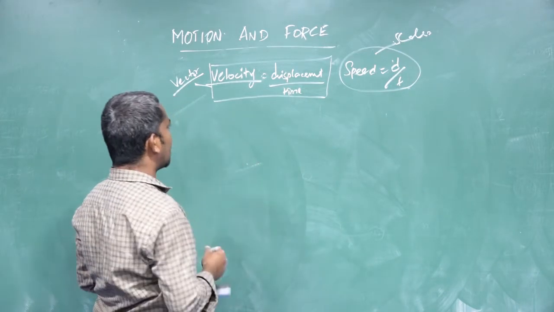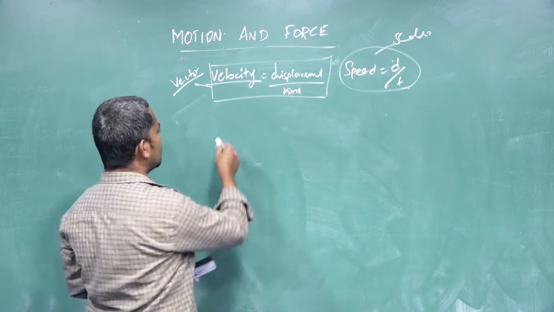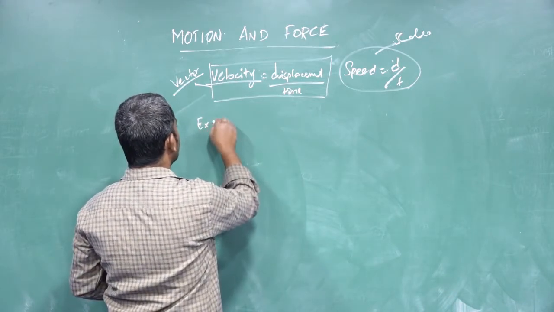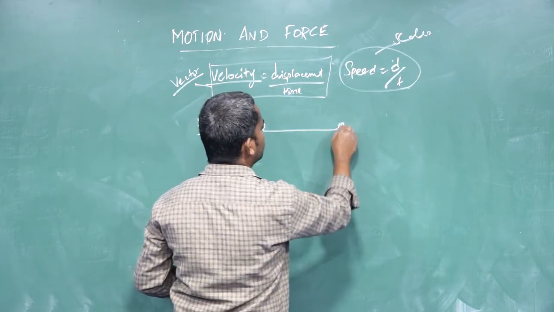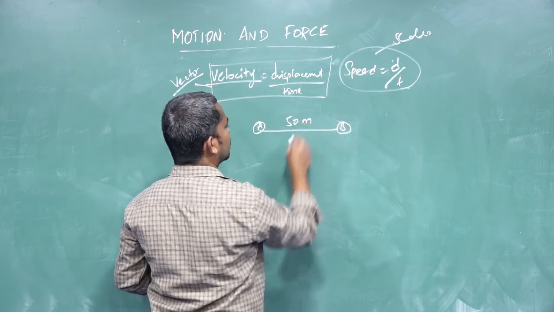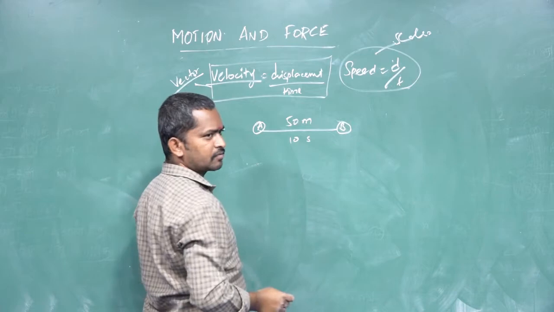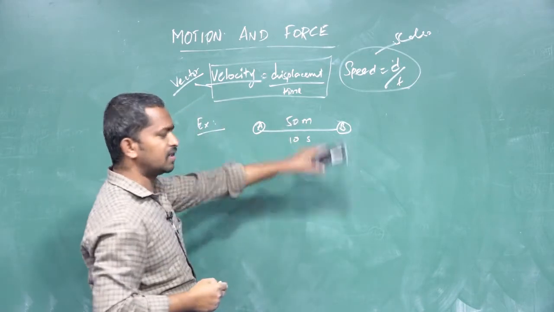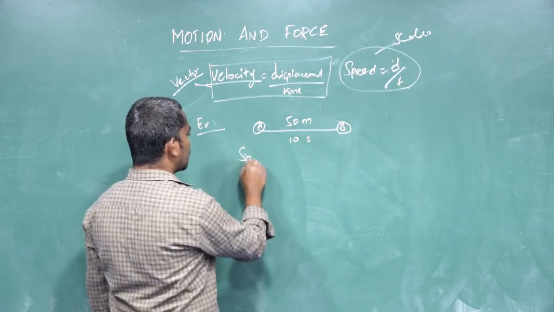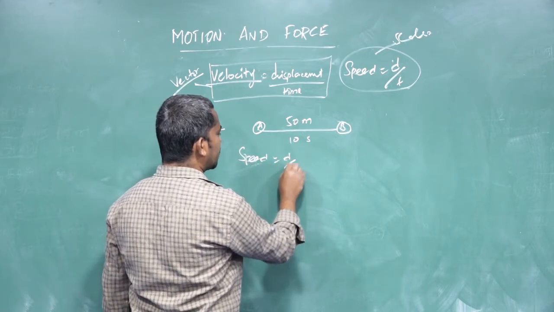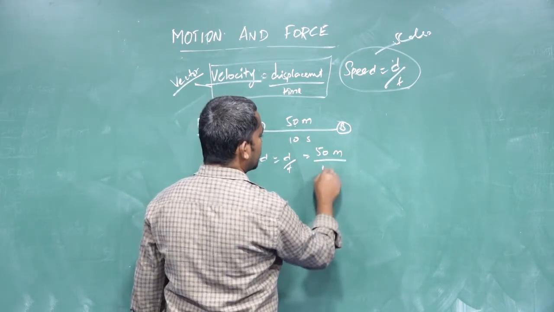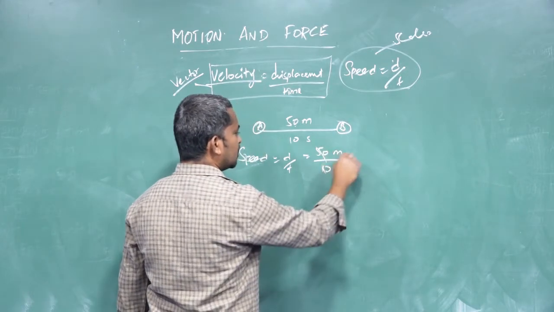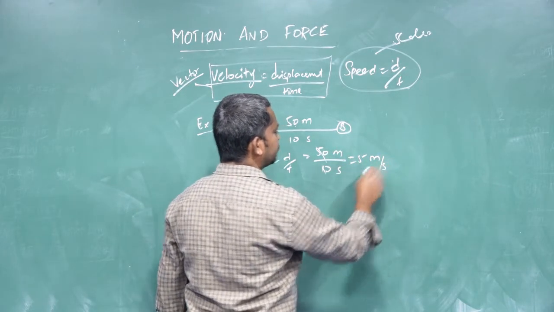And next one, types of velocity. Just one example, the same example. The object covers A to B, 50 meter in 10 seconds. What is the speed? Speed is equal to distance divided by time, which is equal to 50 meter divided by 10 seconds. So 5 meter per second.